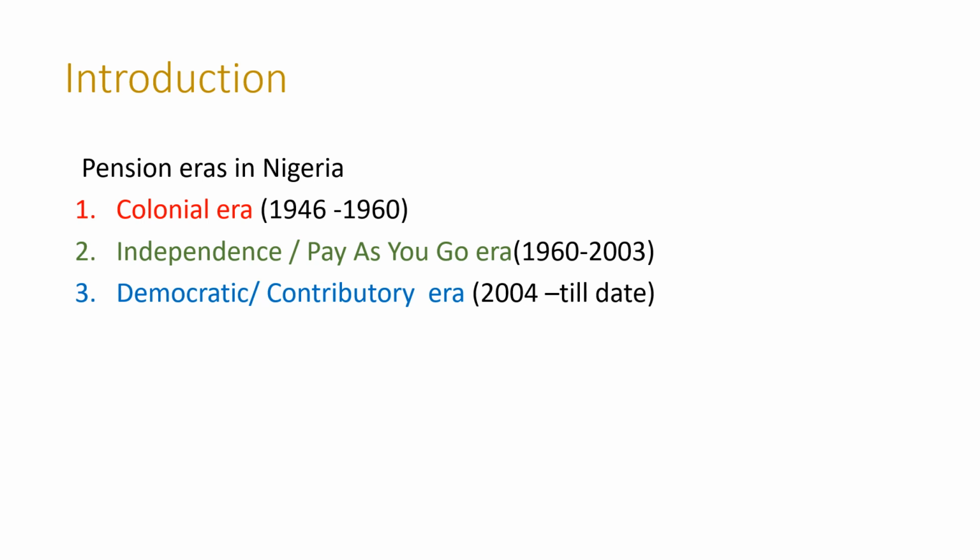Introduction: a brief background of the Nigerian pension scheme. In order to have an in-depth knowledge and understanding of the direction of changes in pension structure in Nigeria, it will be important for us all to understand the antecedents of the pension system in Nigeria. So on this note, we have categorized this pension structure into three different eras as we observe them in the literature. The first is the colonial era, which dates from 1946 to 1960.